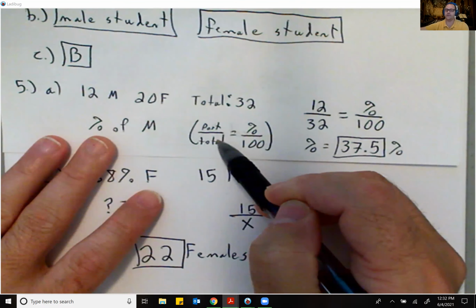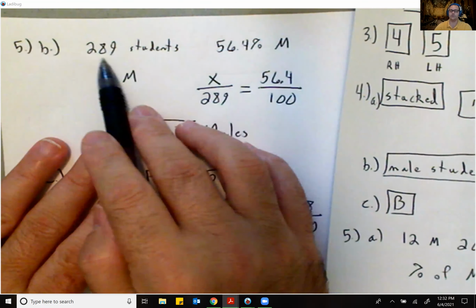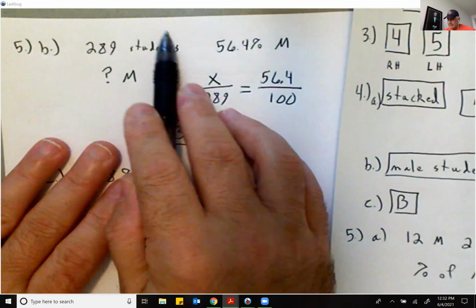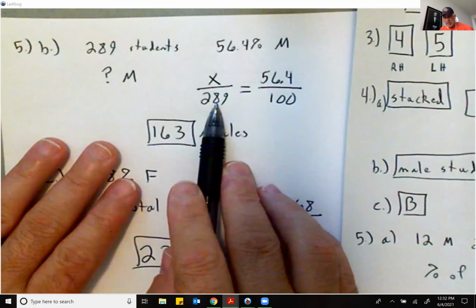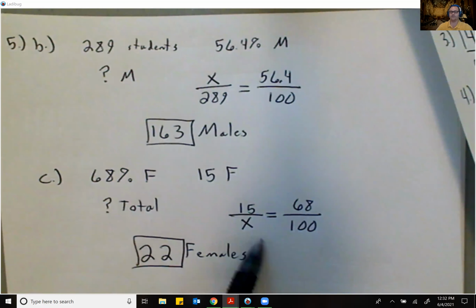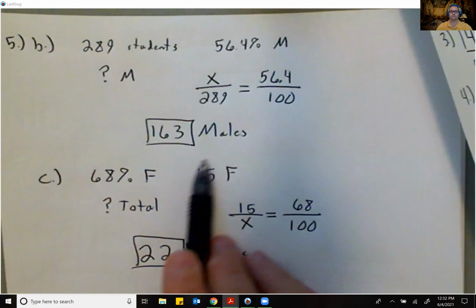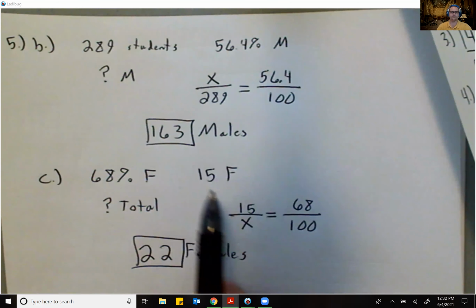When you look at these, we were given the total here. That's how many students are in that class. That's why 289 is at the bottom. Down here, we were looking for the total. That's why the bottom is X. You had the part. Does that help? Yes, it does.